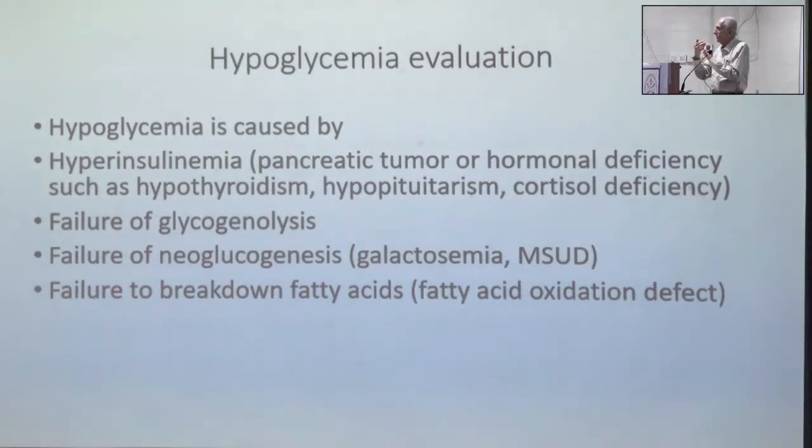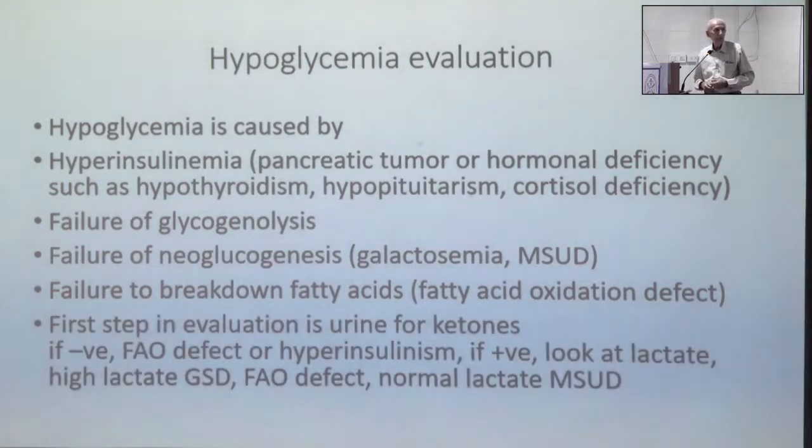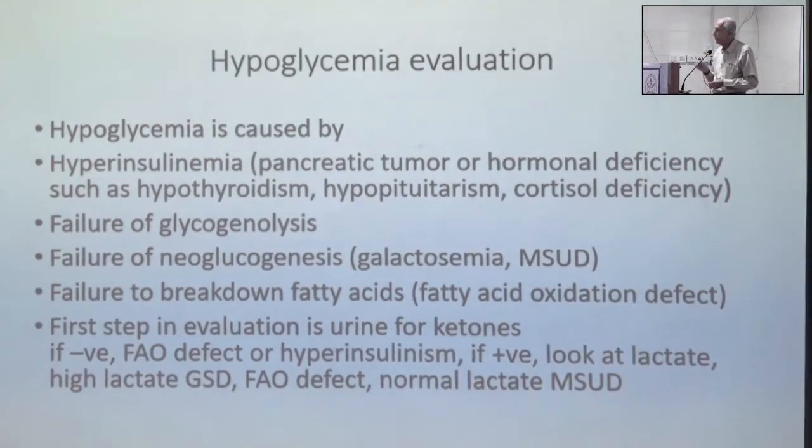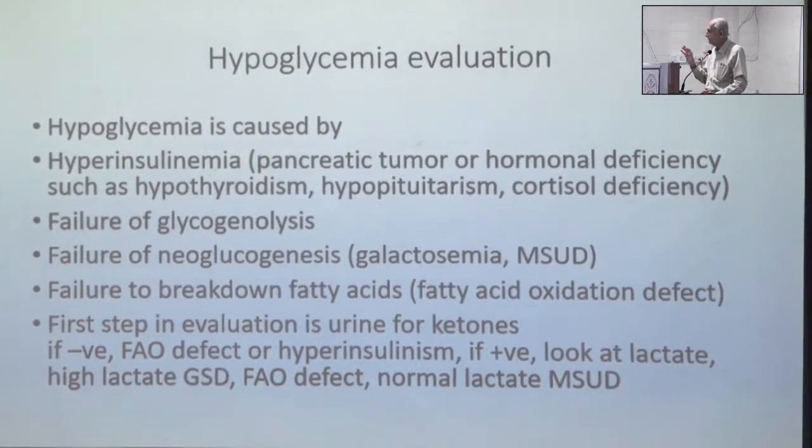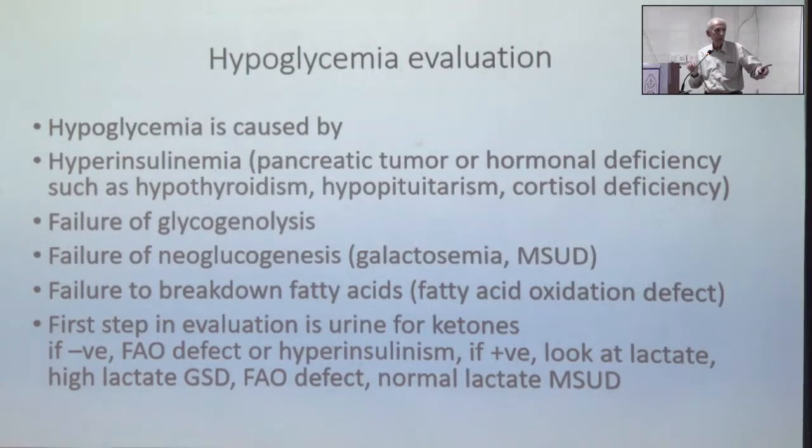Of course, there is starving for a long time, etc. But then you have a natural way to take care of it. And if you look at these, the first step in evaluation is urine for ketones. For any hypoglycemia, you do urine for ketones. And if ketone is negative, you have the first and the last cause, hyperinsulinism or a fatty acid oxidation defect. And straight away you look at one over the other, right?